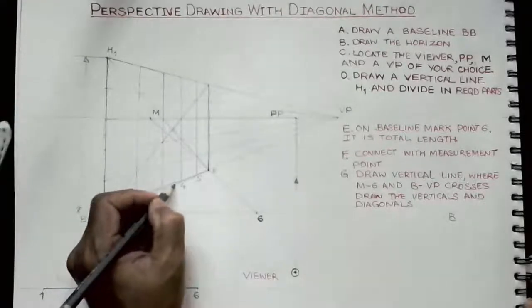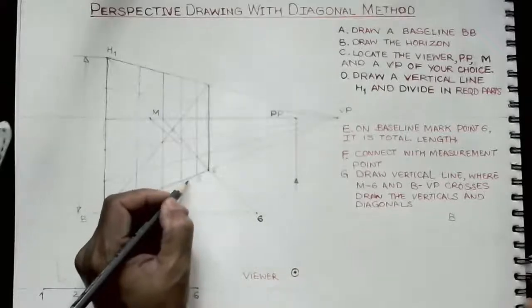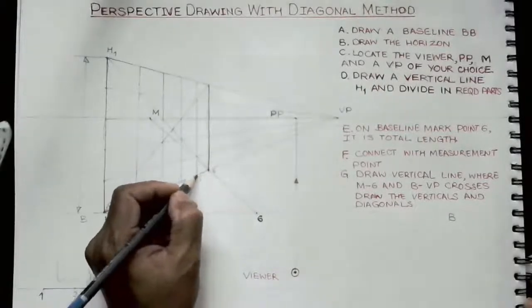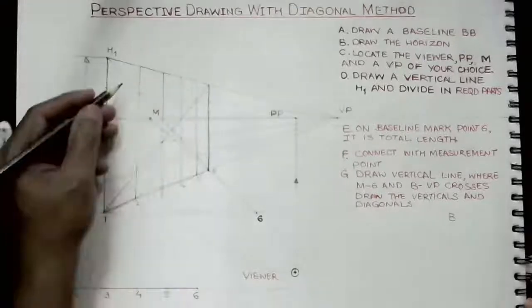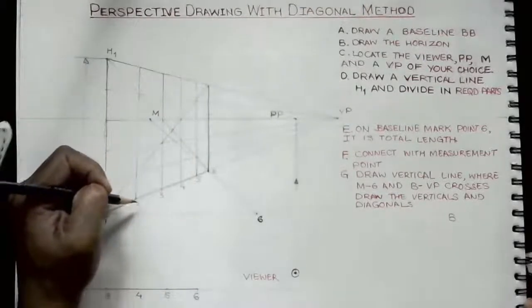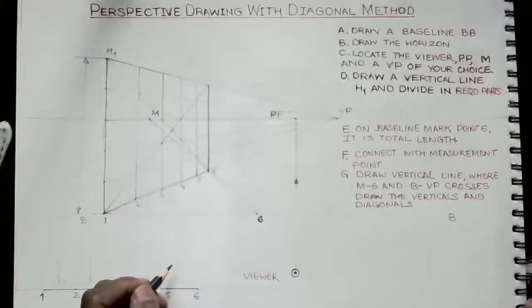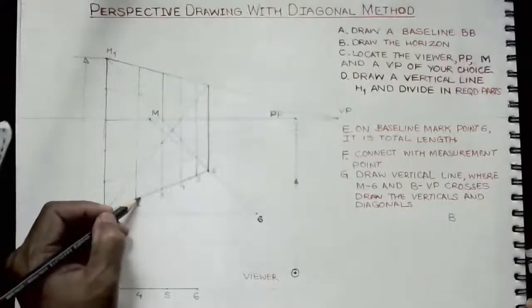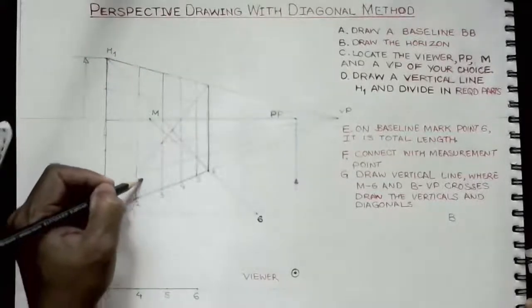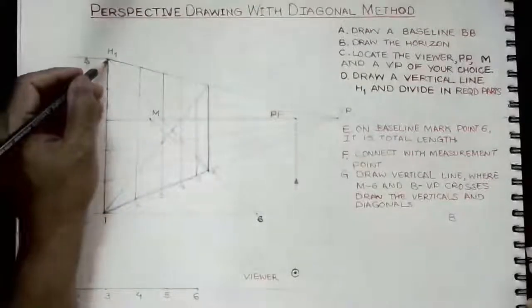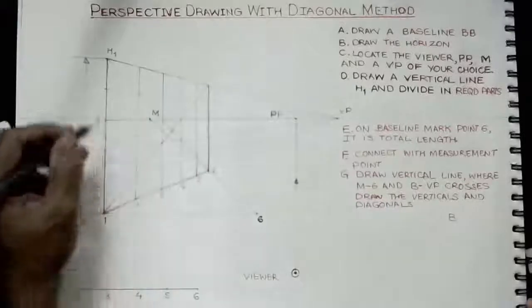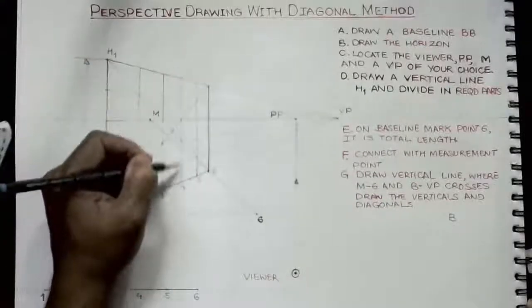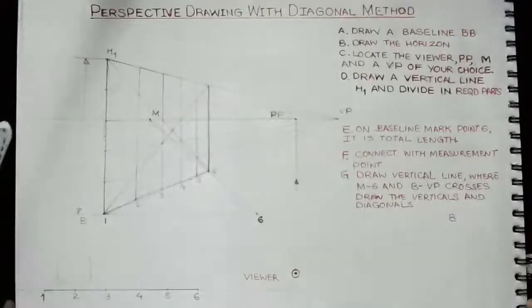This is more than this, and this is less than this. That is how we get the lines in perspective, that is the verticals. This is one more method of locating the lines with respect to the measurement point. When we join with respect to the measurement point, we do these verticals, and then accordingly, when we do the diagonals, we get these vertical lines in perspective. So with the diagonal method, you draw a correct perspective figure.